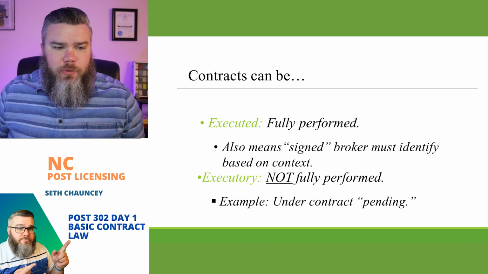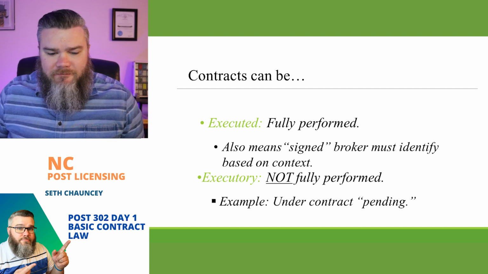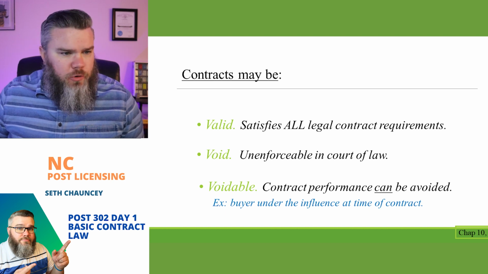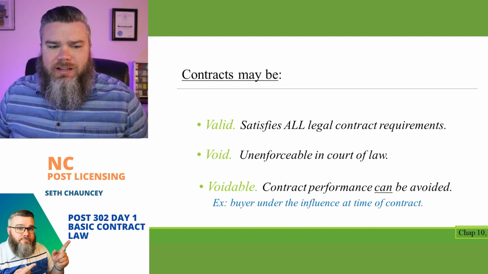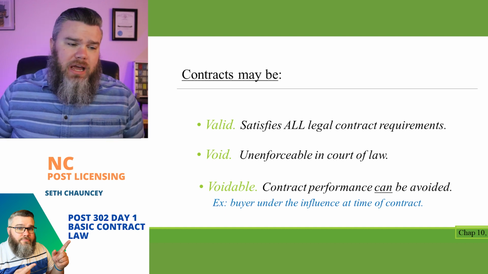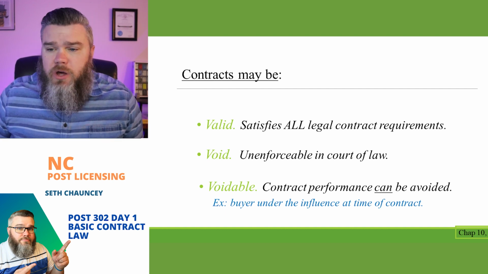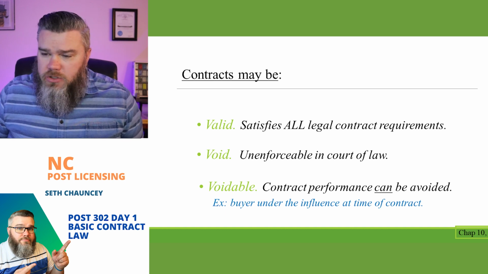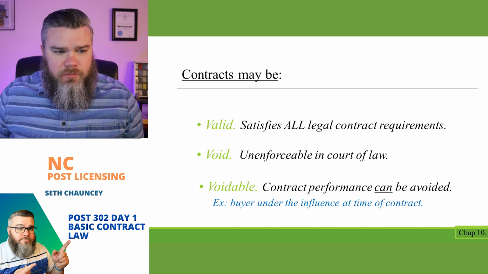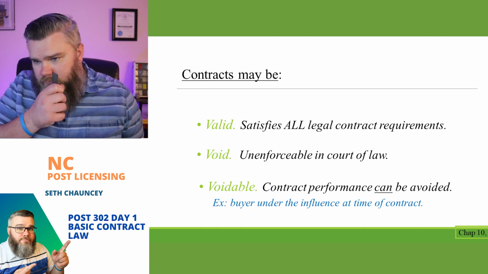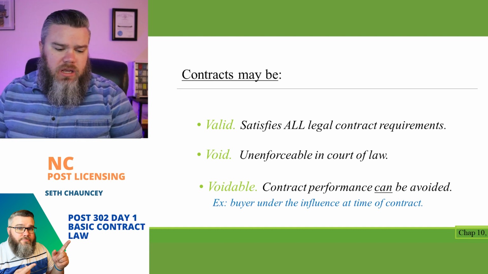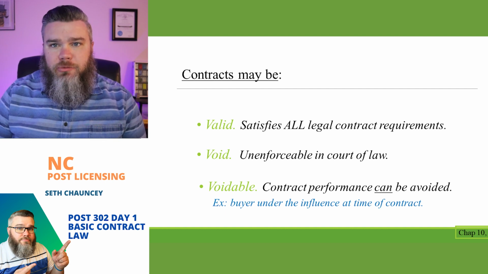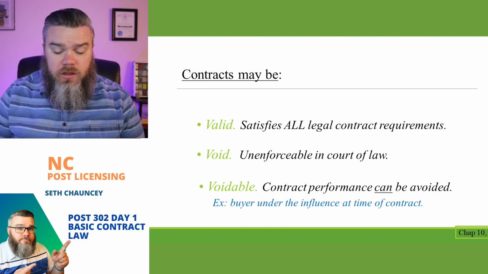Contracts can also be valid, void, and voidable. Now, I know you remember these words because we use them a lot in pre-licensing, both for deeds and for contracts. Do not get confused, though. Right now, we're talking about contracts, not deeds. So let me just start going into some different pieces of this. Valid is where it contains all of the essential elements under basic contract law. There are 4.